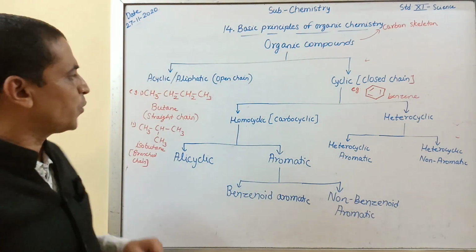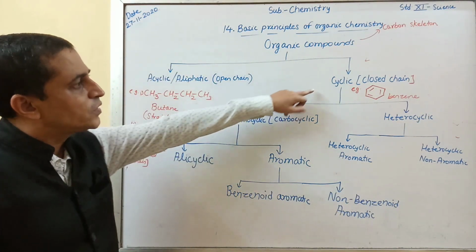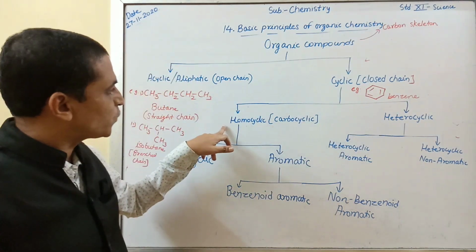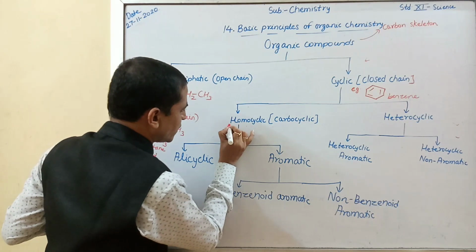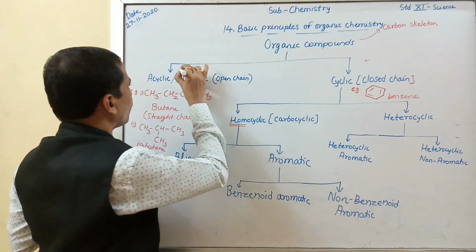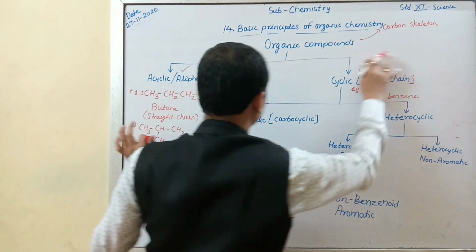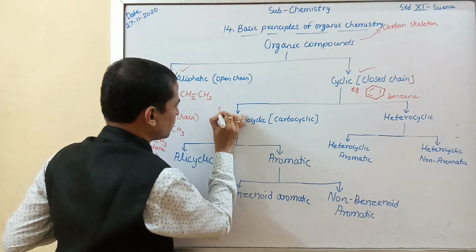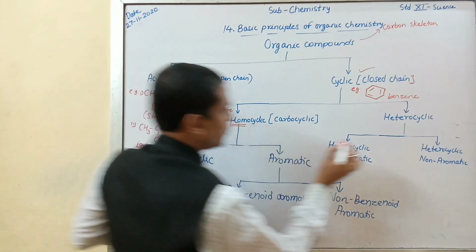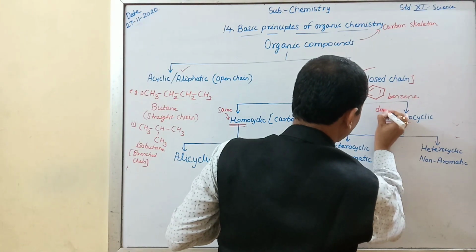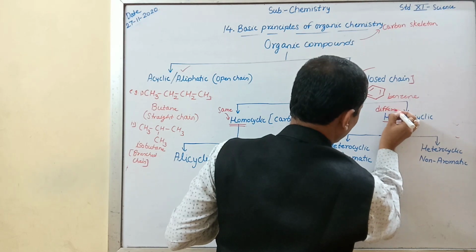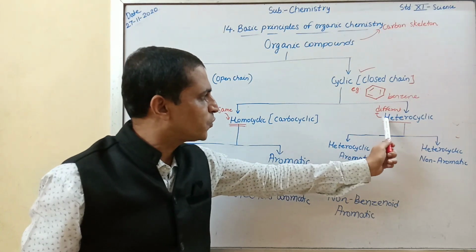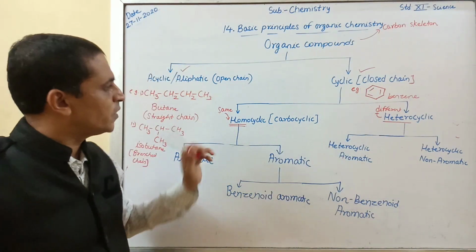Benzene is what? Cyclic compound. Now come to this. These cyclic compounds are again classified into 2 classes, that is homocyclic and heterocyclic. Remember the meaning of the word homo: homo means same, and hetero means different.